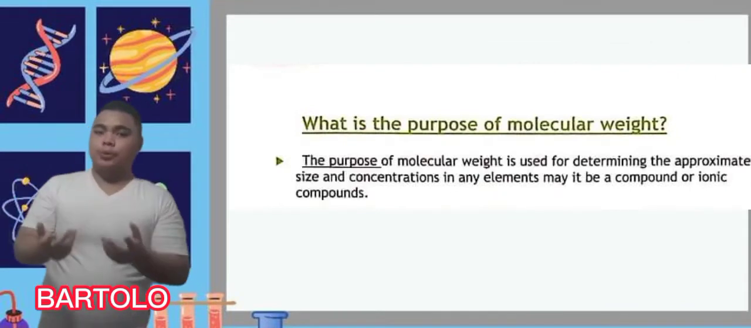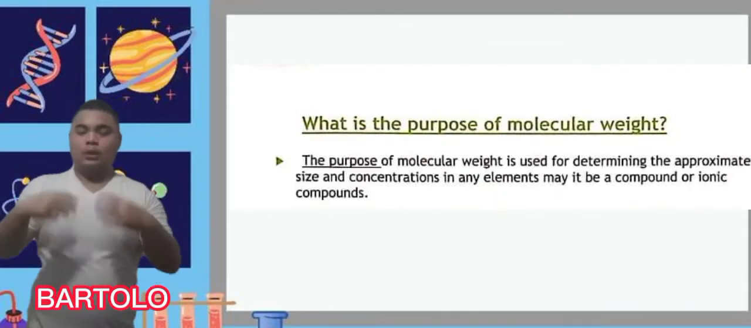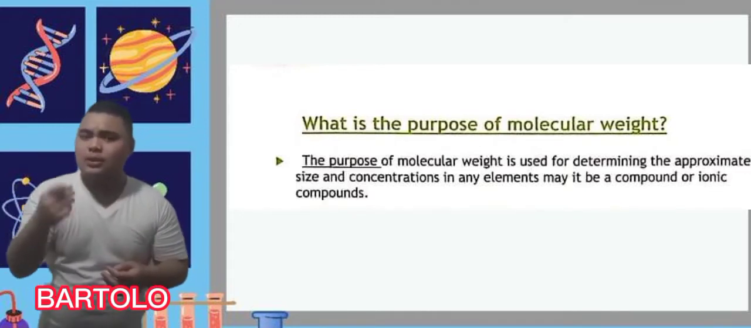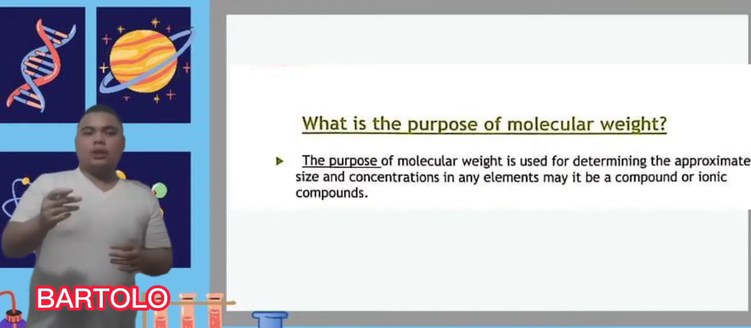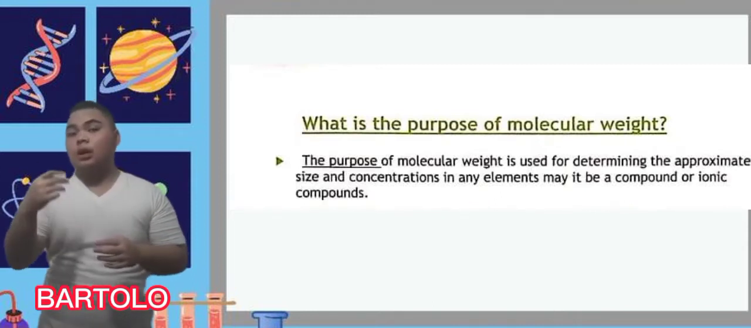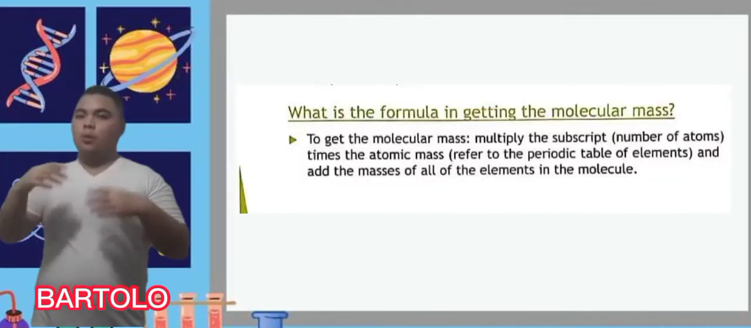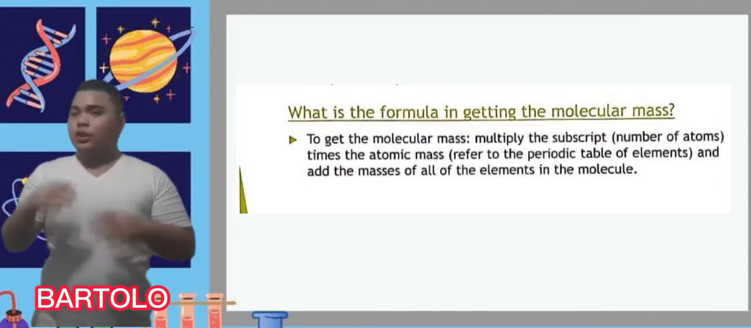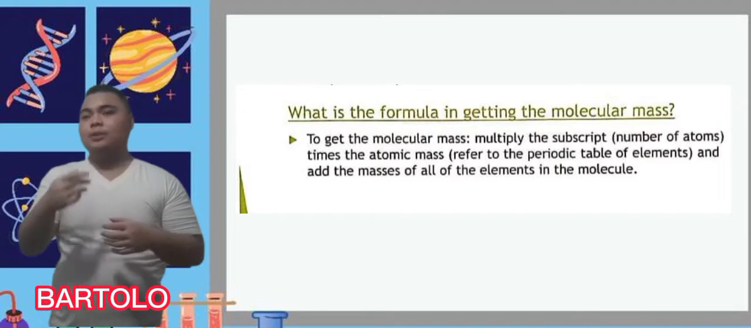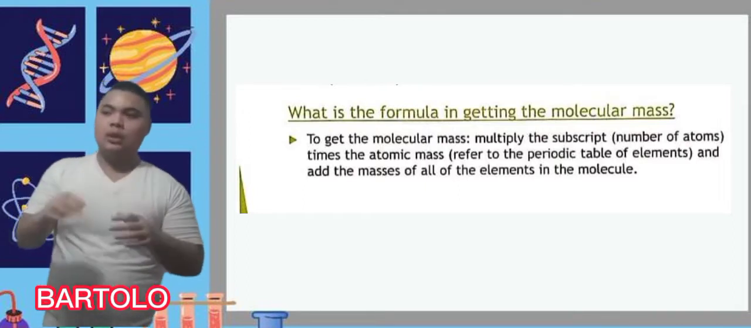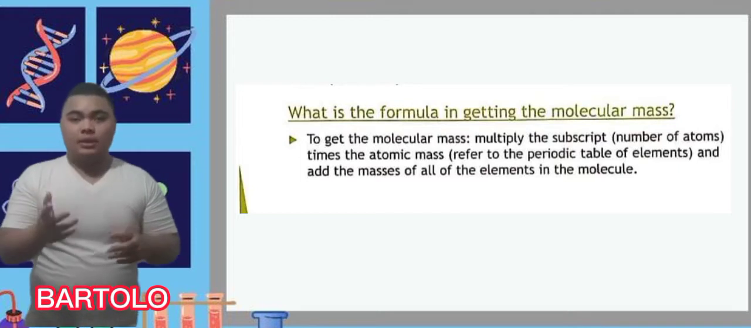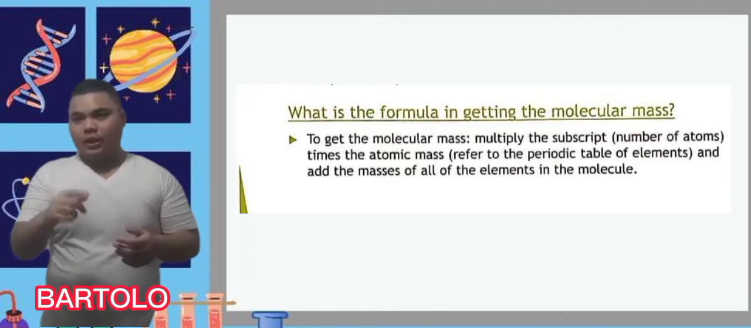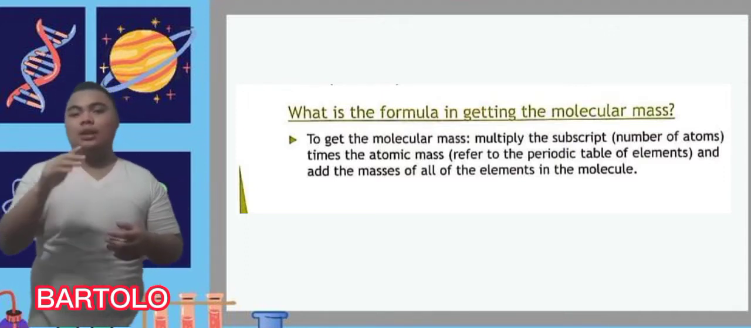What is the purpose of molecular weight? The purpose of the molecular weight is for determining the approximate size and concentration of any element, be it compounds or ionic compounds. What is the formula for getting the molecular mass? To get the molecular mass, multiply the subscript, the number of atoms, times the atomic mass. Refer to the periodic table of elements, and add the masses of all of the elements in the molecule.